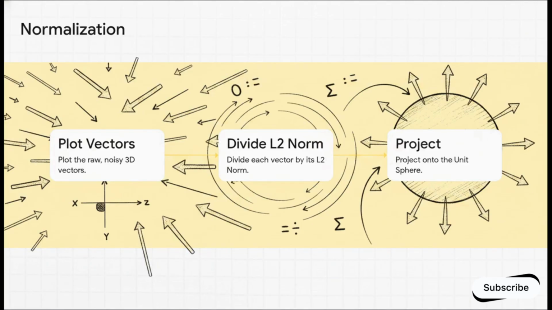They are raw, they're noisy, and they are all completely different lengths. Now imagine a visual projection where every single one of those arrows magically shrinks or grows until their tips perfectly touch the surface of a single, perfectly round bubble right in the center of the space. That bubble is the unit sphere. All those vectors now have the exact same length of 1.